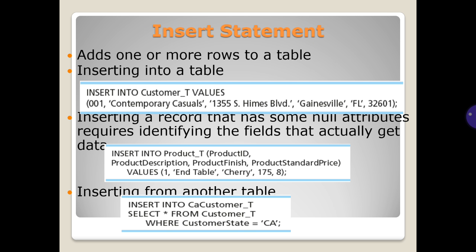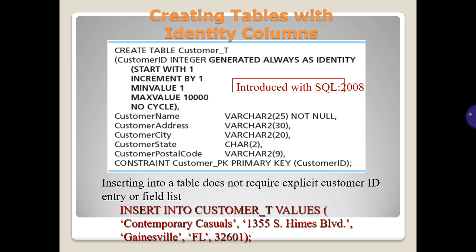Insert statement. Add one or more rows to a table. Inserting into a table and inserting a record that has some null attributes requires identifying the fields that actually get data. Inserting from another table. Creating tables with identity columns. You can look at this picture, and inserting into a table does not require explicit customer ID entry or field list.